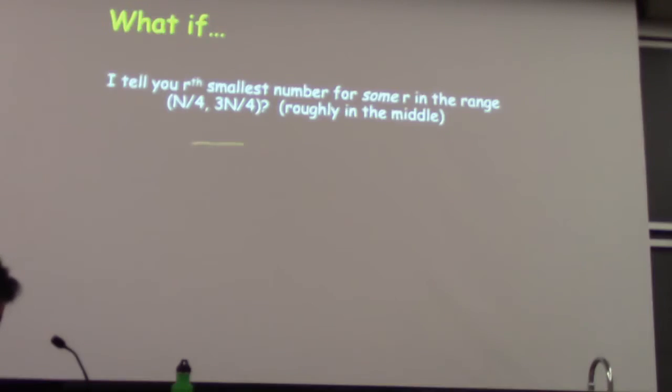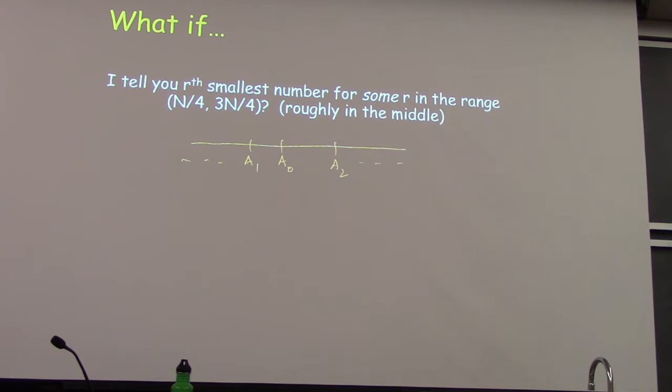Add these numbers in sorted order. So A0 could be somewhere here, A1 could be somewhere here, A2 is here, and so on. So this is the sorted order of these numbers. Then what I am telling you is I'll give you some number out here such that there are at least n over 4 numbers over here and at least n over 4 over here.